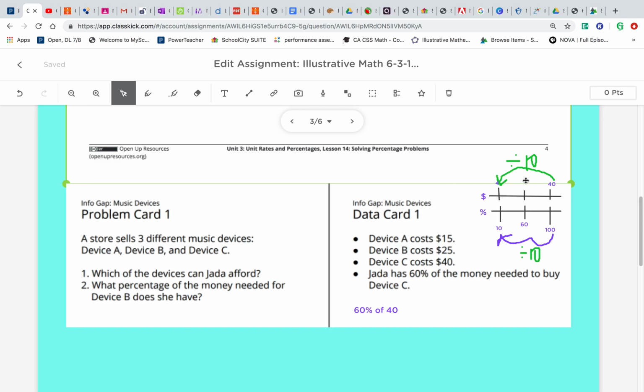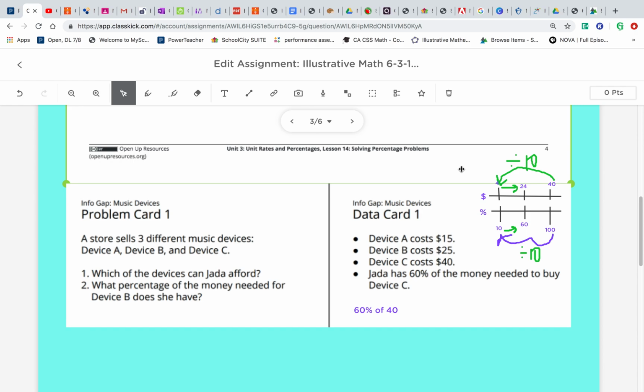There we have it. So 40 divided by 10 is 4. What we need to do then is make another jump back from 10 to 60. To get from 10 to 60, you're going to multiply times 6, right? So we need to do the same thing here, times 6. It's 4 times 6, that's 24. So 24 is the amount of money that Jada has.